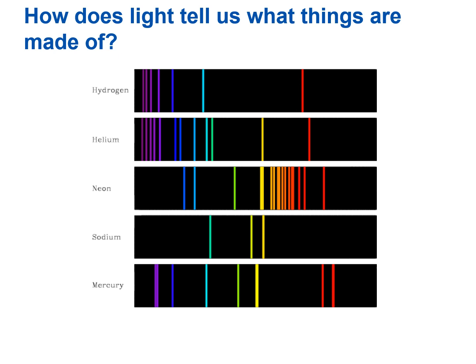So let's look at how light tells us what things are made of. Here you see a sample of different elements, and each element gives off different spectral lines. So we'll talk about why that is.